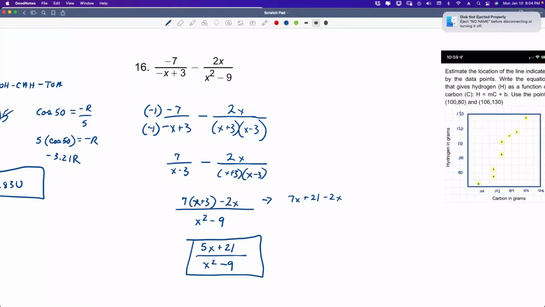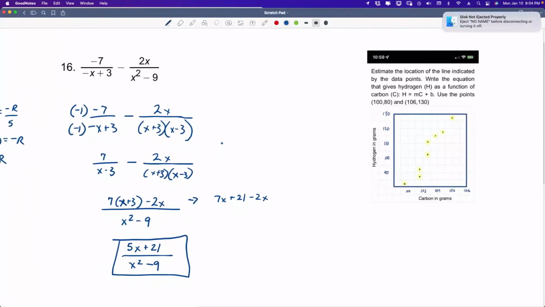All right, I hope that clears up the problem. And probably what threw you for a loop is this right here, this x squared minus 9. It just needed to be factored, that's all. All right, let's look at this problem.